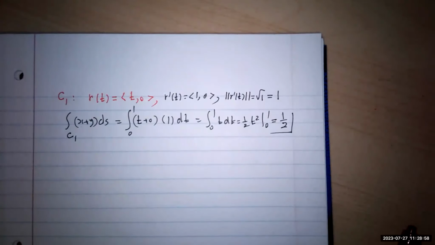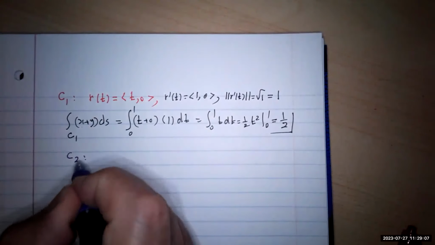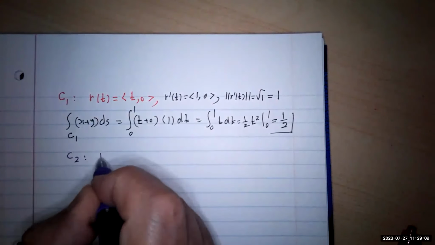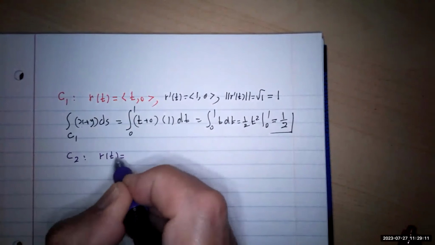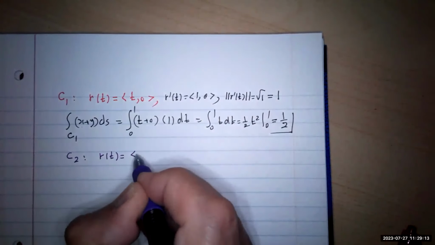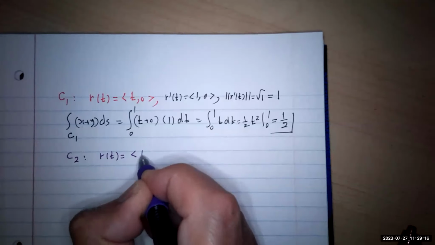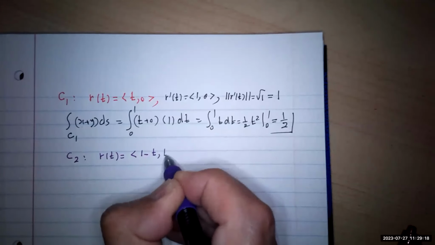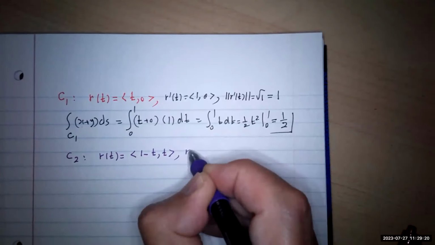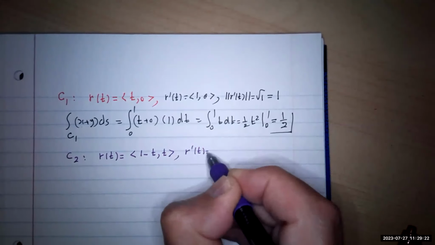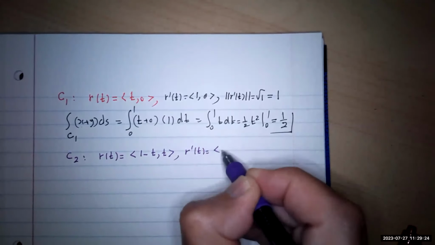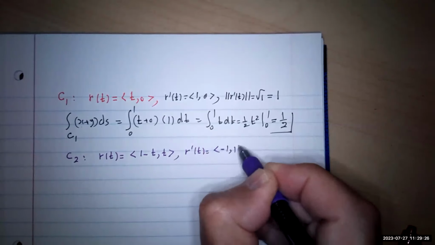So the formula is the integral of f of r of t times the norm of r prime of t dt for the scalar valued function. Okay, we do the same thing with C2. So for C2, r of t is equal to, the function is going to be 1 minus t, 1 minus t, and t. So you find the r prime of t.